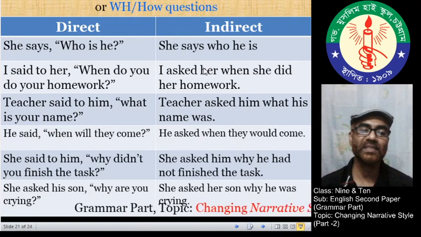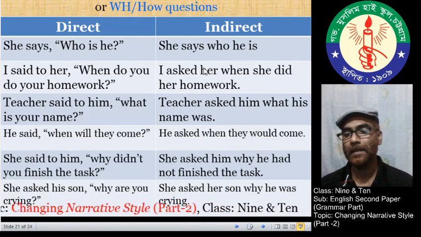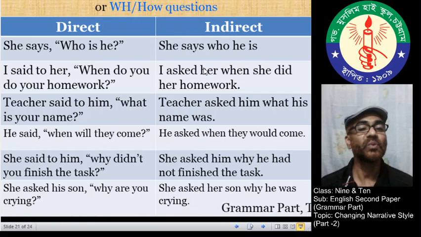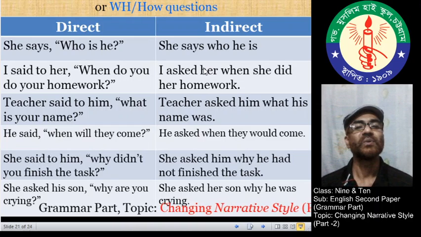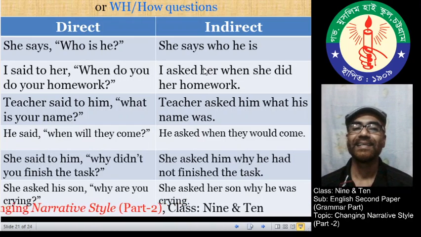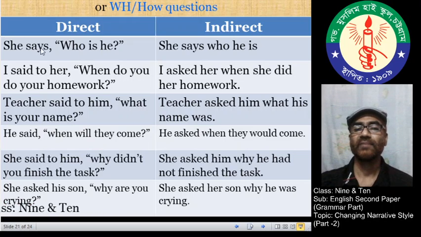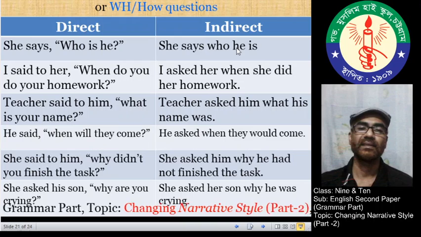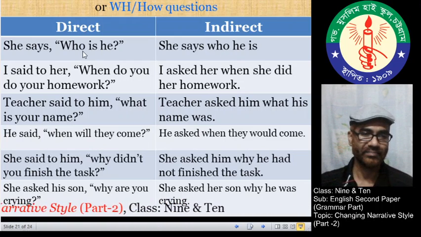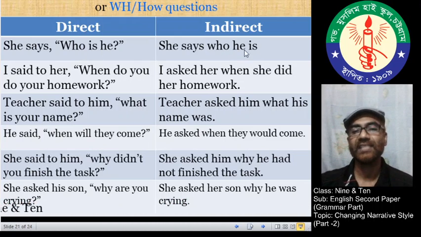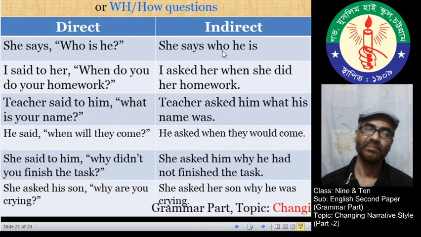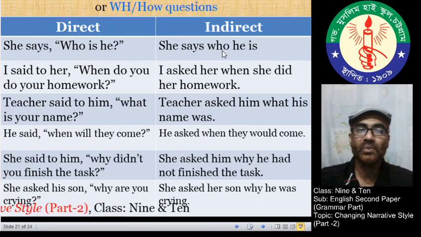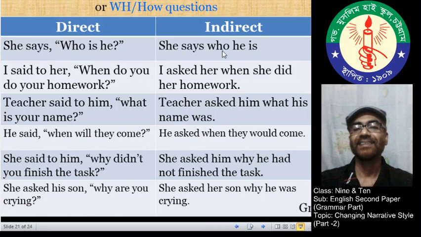Here are some more examples for your better understanding. You see directed speech and indirect speech. She says, who is he? You see, she says who he is, and here the reporting verb is present, so the tense in the speech or quotation is not changed in indirect speech. That means it remains unchanged. She says who he is.